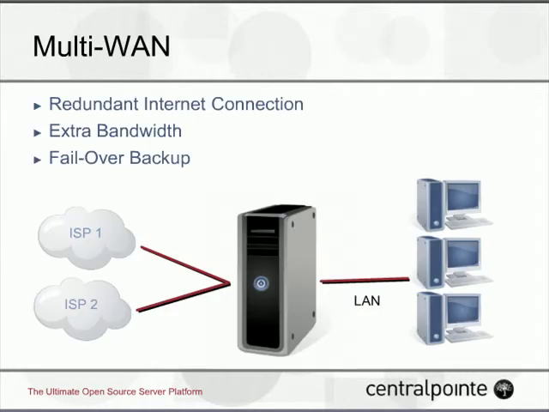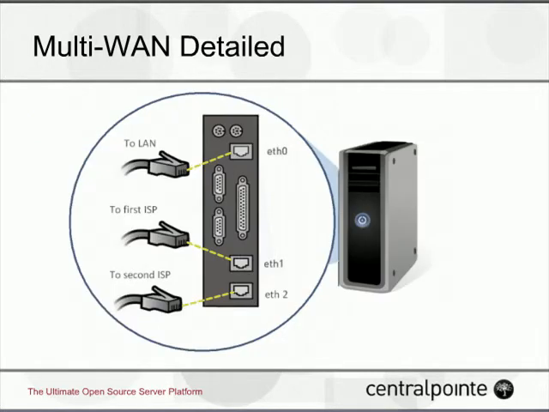If the office network has more than one internet connection available, as well as at least 3 network interface cards in the server, the CPS can utilize the extra connection for more bandwidth and as a failover backup to ensure that the internet is always up and available. This diagram shows a detailed view of a multi-WAN setup.